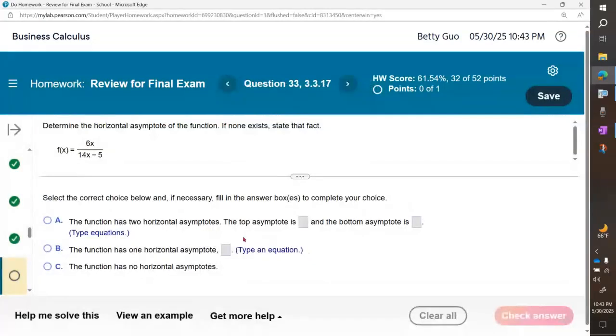Question number 33. Determine the horizontal asymptote. Okay. How do we do this one? To find the horizontal asymptote, we look at the degree of the numerator and the denominator. For this question, numerator degree 1, denominator degree 1. When the numerator and denominator have the same degree, the horizontal asymptote is y equals the quotient of the two leading coefficients, 6/14.